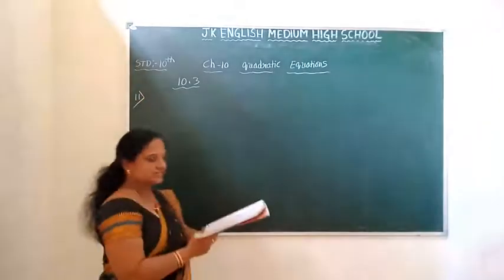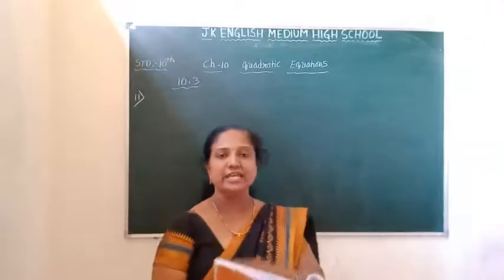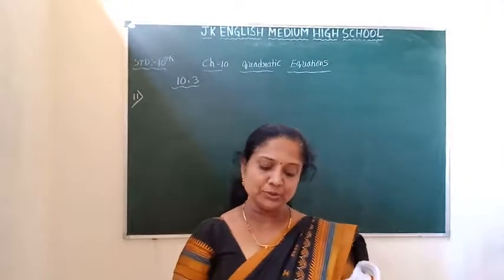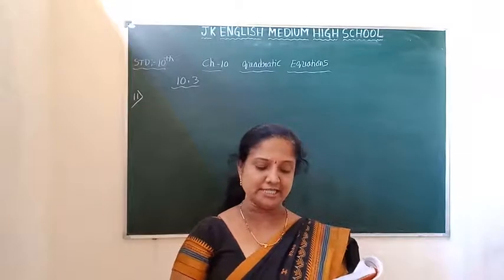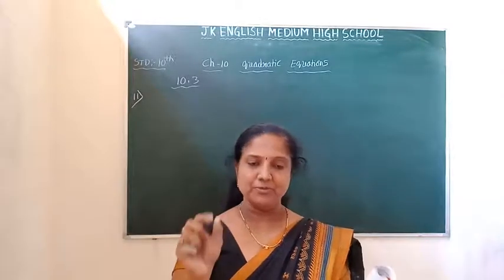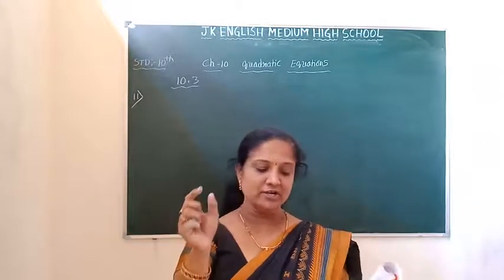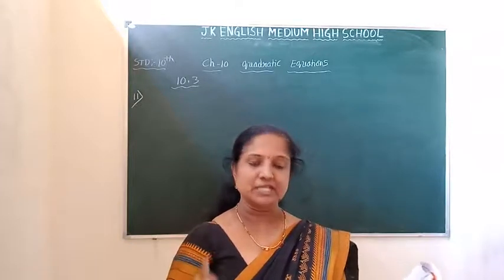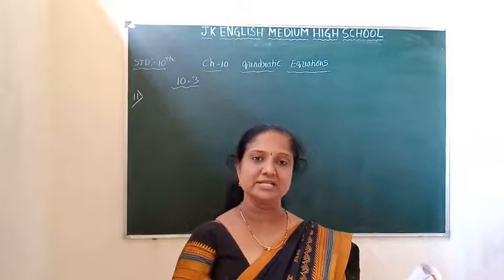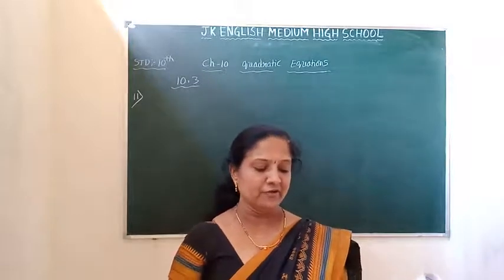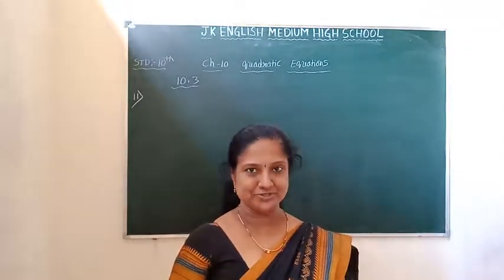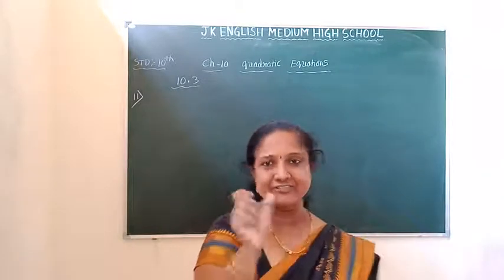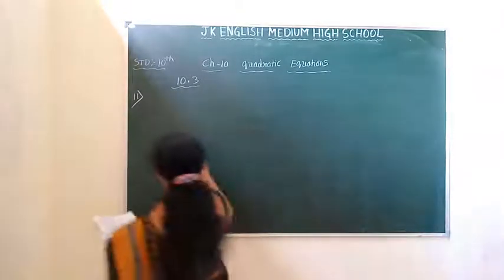The 11th question: the sum of the areas of two squares is 468 meters square. If the difference of their perimeters is 24 meters, find the sides of the two squares. Children, for that I am going to draw a rough diagram.